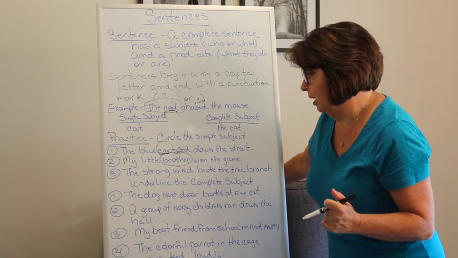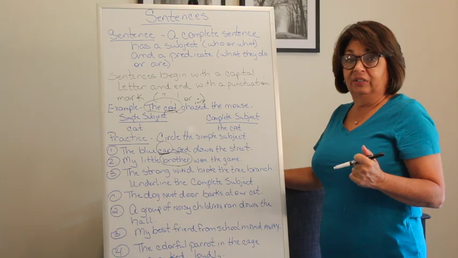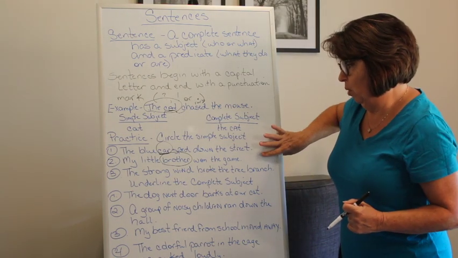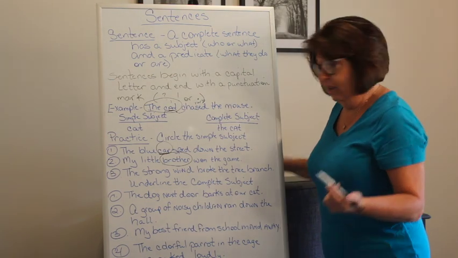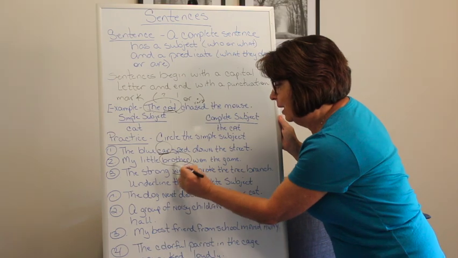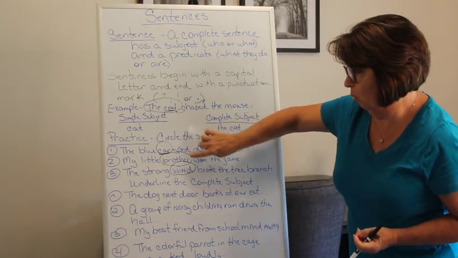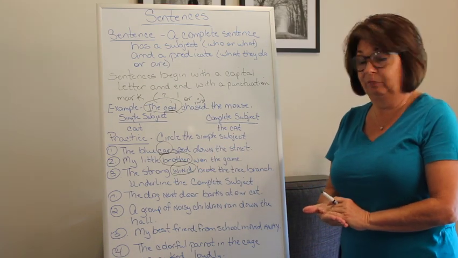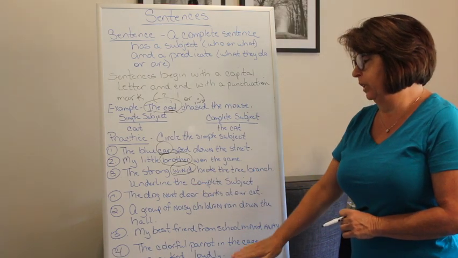All right, number 3. The strong wind broke the tree branch. What is this sentence about? Take a minute, look at the sentence again. The strong wind broke the tree branch. Okay, you would be correct if you said wind. All right, simple subjects. You see they're one word, and it's just what the sentence is about or who the sentence is about.